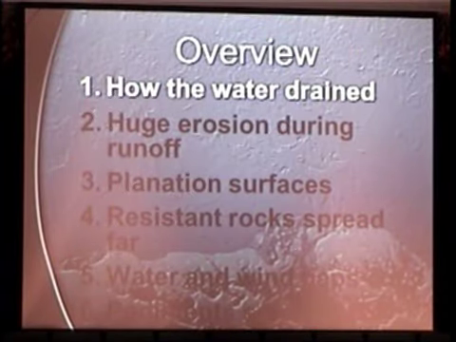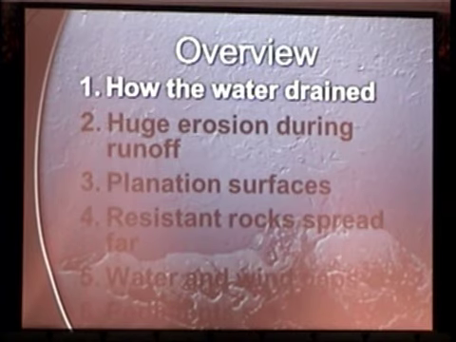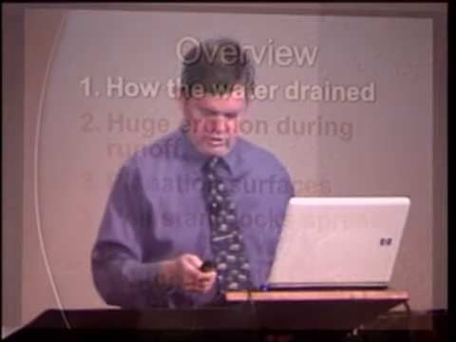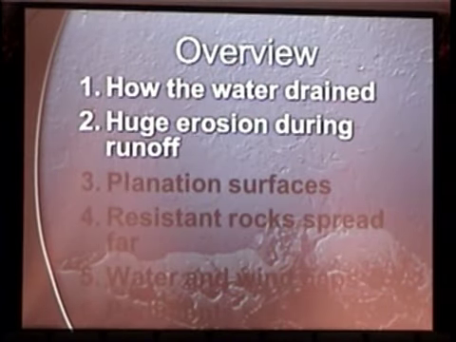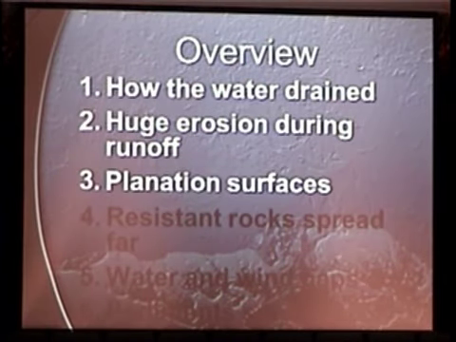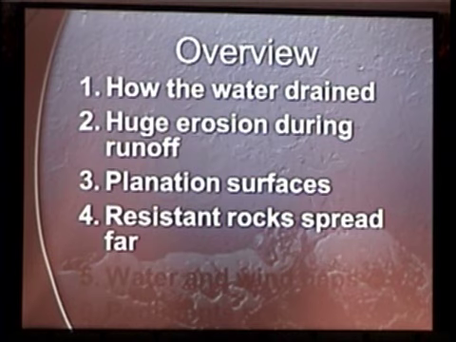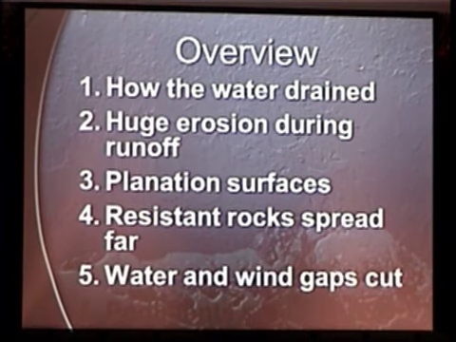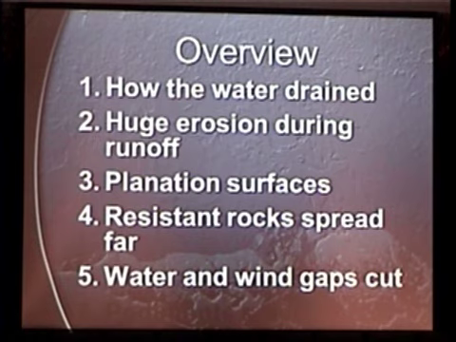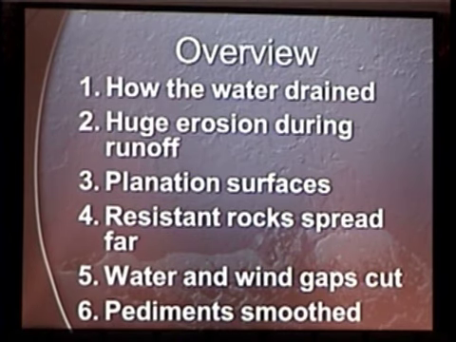We got to know how we went from a totally flooded globe to the current topography and geography. Then I'm going to talk about huge erosion during this runoff. When the water is moving off, it forms flat surfaces called planation surfaces, and it erodes the rocks and pulverizes the soft rocks, and the resistant rocks get carried far. I'm going to go into water and wind gaps cut during the channelized phase, and then I'm going to talk about pediments.